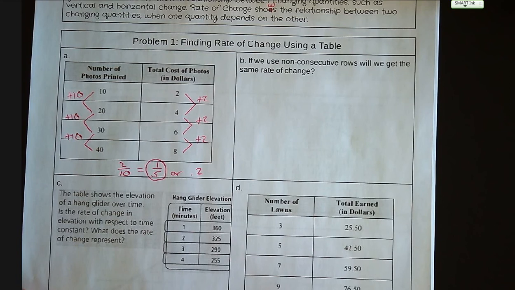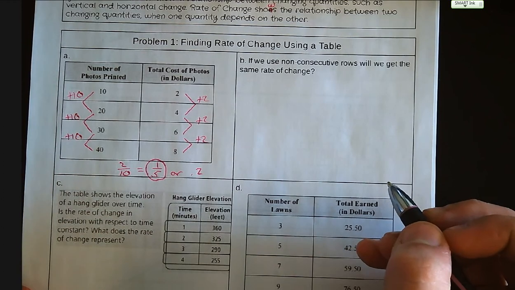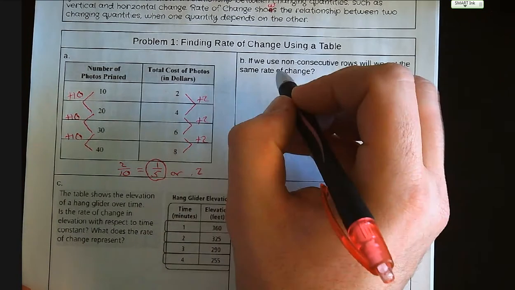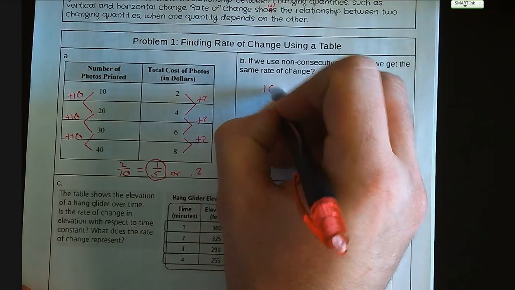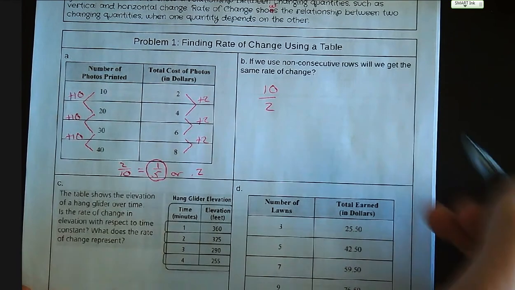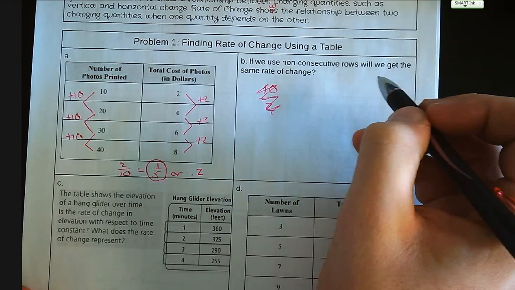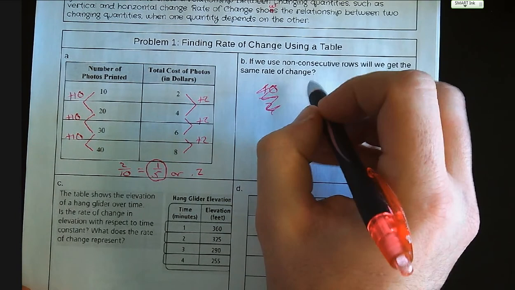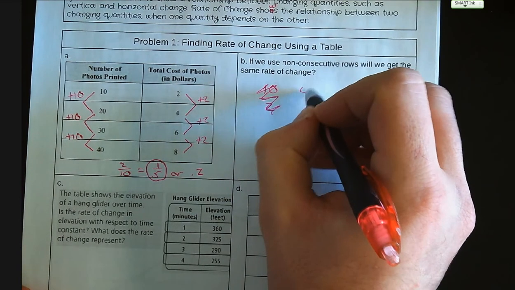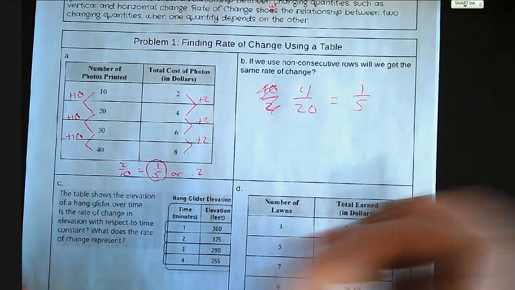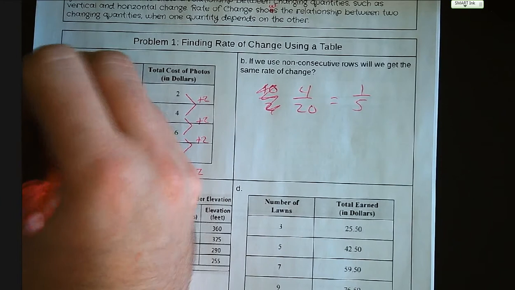All right, so letter B asks us, if we use non-consecutive rows, will we get the same rate of change? So I just did an example of if we went from the first row, the 10-2 row, and down to the 30-6 row, we'll be going up 4, so if we go down 2 rows on our table, we'll be adding 4, and we'll be adding 20 to our number of photos, which still is going to reduce to 1/5.